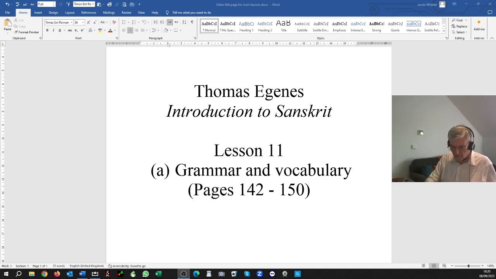Fear not, don't try to learn it all by heart at this stage. Just be aware that it exists and remember where to find it if you need to look it up. So we're looking here at some internal sandhi rules.